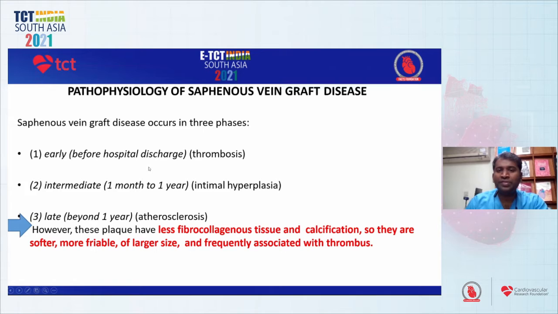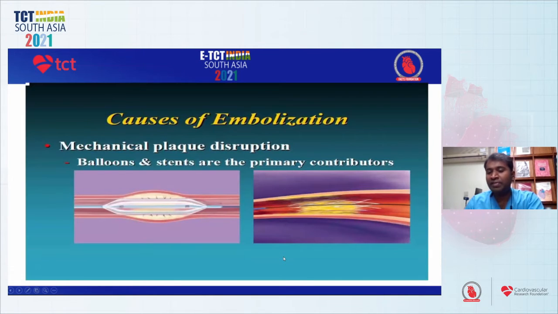If you see the pathophysiology of venous graft disease, it can be early or intermediate. In our case, it was late. It occurred beyond 1 year, mostly due to atherosclerosis. The plaques here will be less fibrocollagenous and less calcified. So they are softer and pliable, of a larger size, and frequently associated with thrombus. This is why most of it will cause embolization.